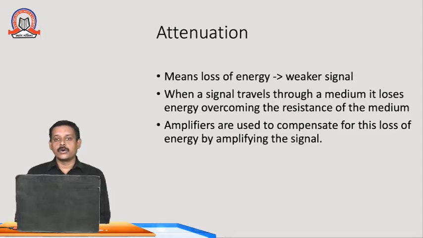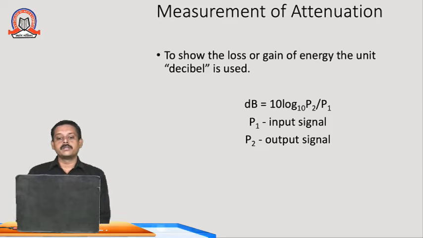Then what should we do? Amplifiers are used to compensate for this loss of energy by amplifying the signal. We are amplifying the signal and forcing energy into the signal. What is the measurement of attenuation? To show the loss or gain of energy, the unit is the decibel, and decibel is equal to 10 log base 10 P2 by P1.